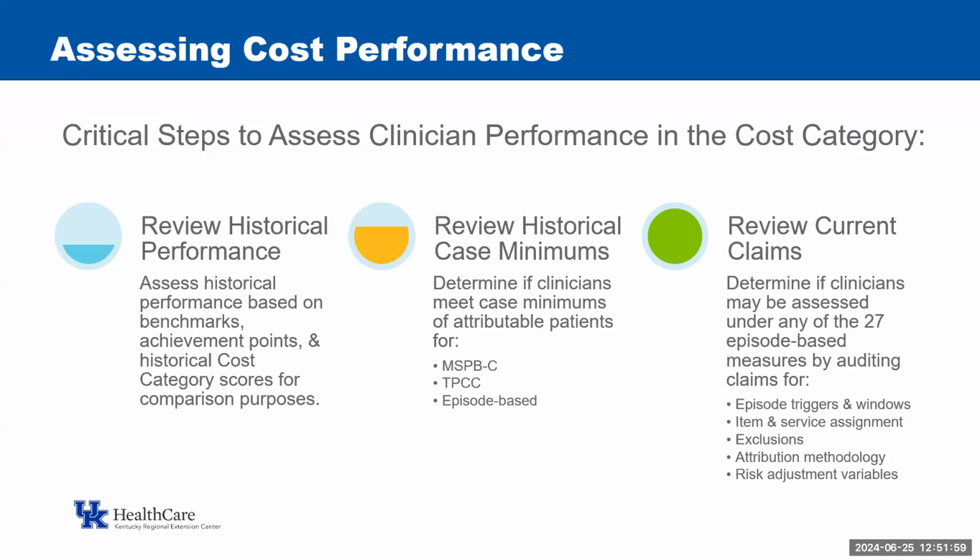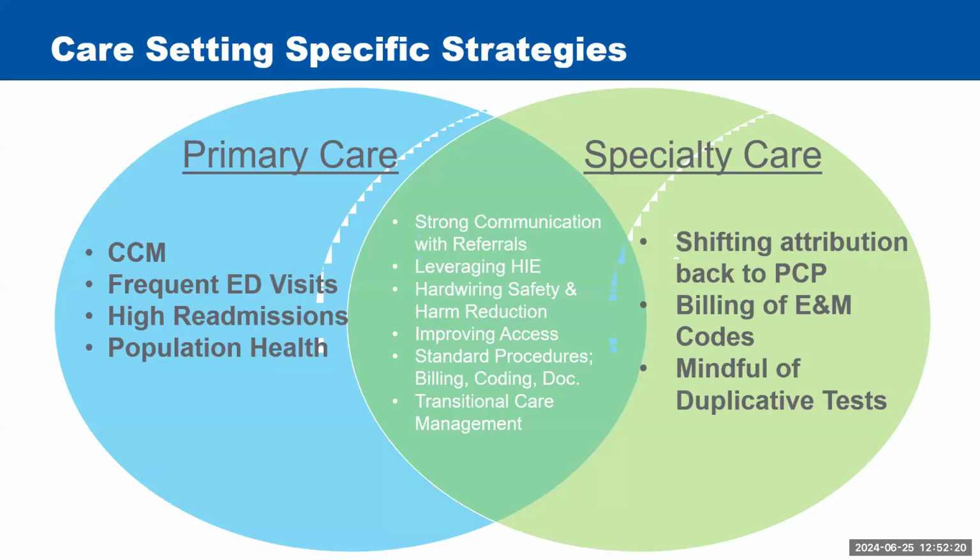You're going to want to be able to really anticipate and audit those claims, to look at those different criteria of items and services, those different codes, whether they're MS-DRG, HCPCS, or CPT codes, E&Ms, to be able to identify those patients. And now we've stratified this into what to look for in both the primary care and specialty care setting.